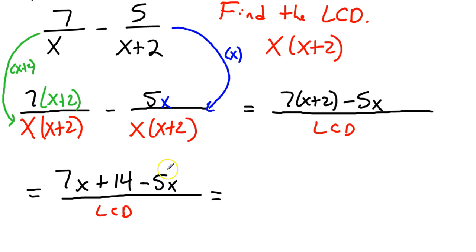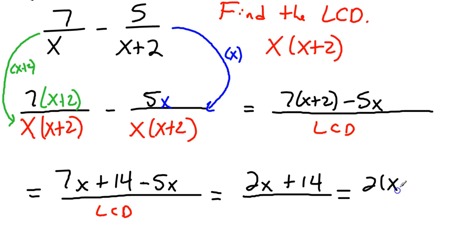So you got 7x minus 5x, which is 2x, plus 14. Now you've done pretty much all you can do on the top. I guess you could take out the 2, because you've got 2x plus 14. So you could factor 2 out of those. And then put your least common denominator back in.